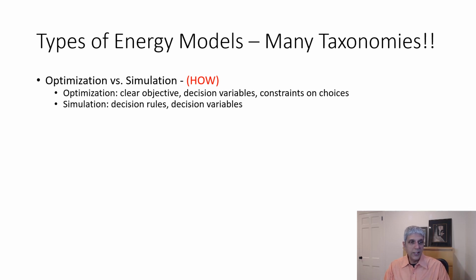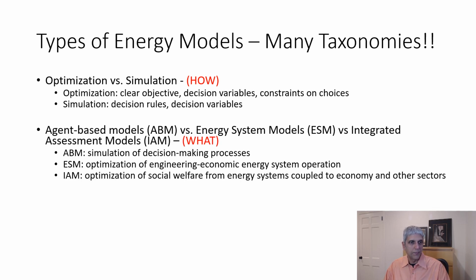The other category is a simulation model where you may have an optimization rule, but you may not. So it's just a set of decision rules that are applied to decision variables that lead to outcomes that one may not be able to predict necessarily. So in some ways, optimization is a subset of simulation, but more generally, they tend to separate in terms of the models that are based on optimization and those that don't have any clear objective.